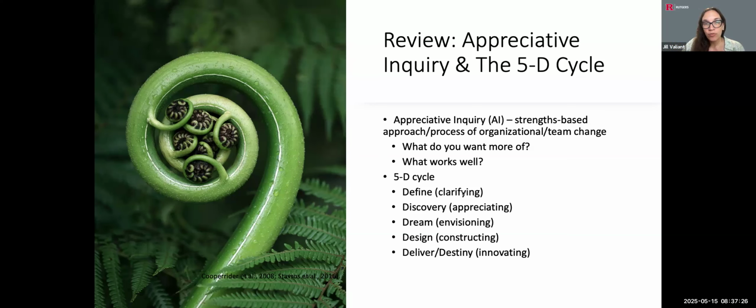So we've gone through the define and discovery phases, and now today we're going to spend some time working through the last three phases in that appreciative inquiry process. So that dream process, where we're going to envision that positive future career. Then the design phase where we're going to really plan towards it, and then the deliver and destiny phase. So we'll take some time to work our way through those together.